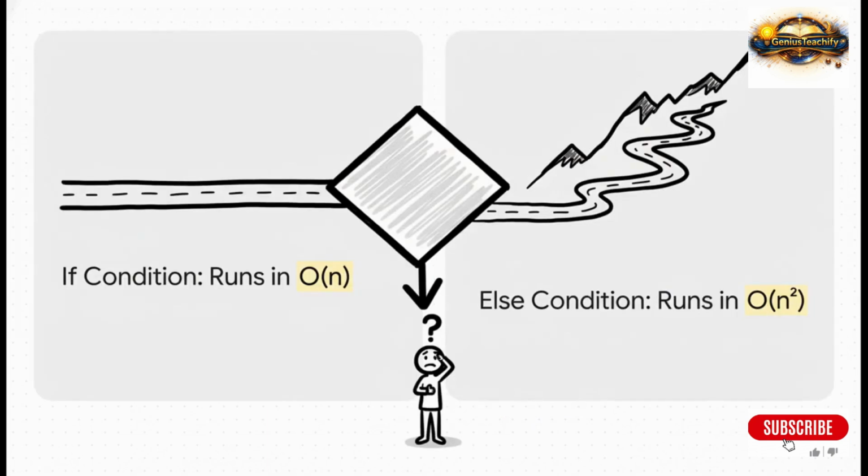Okay, pop quiz time. Let's say you've got a piece of code with an if-else statement. The if part is pretty fast. It runs in O of n. But the else part, well, that's our slow O of n squared villain. So the question is, what's the big O for the whole thing? Which one do we pick?